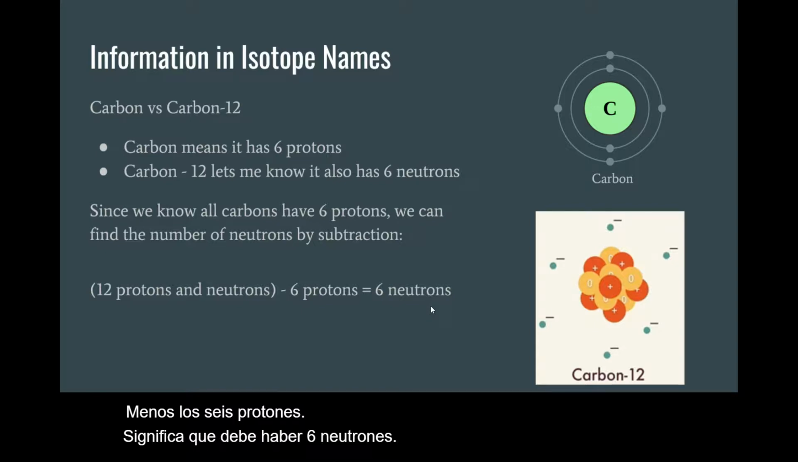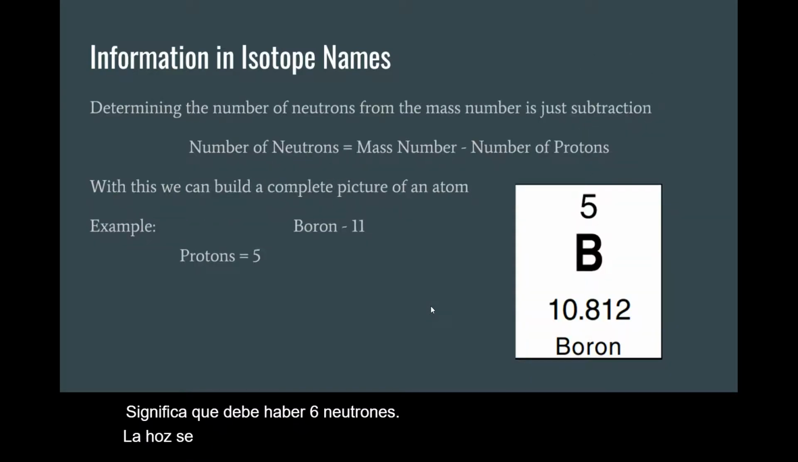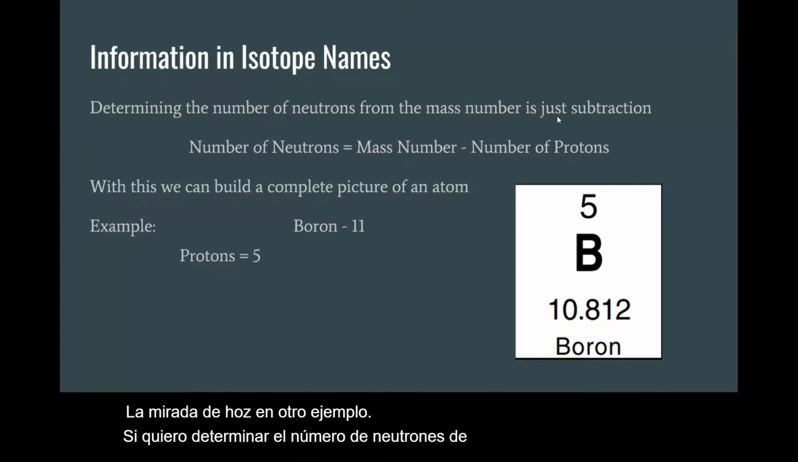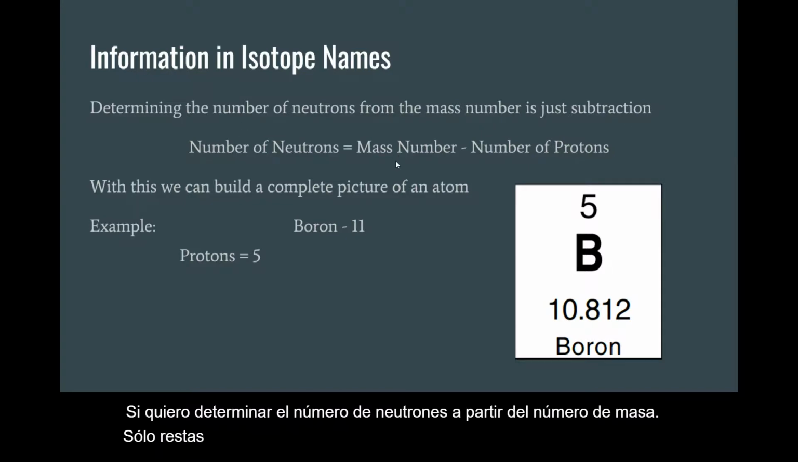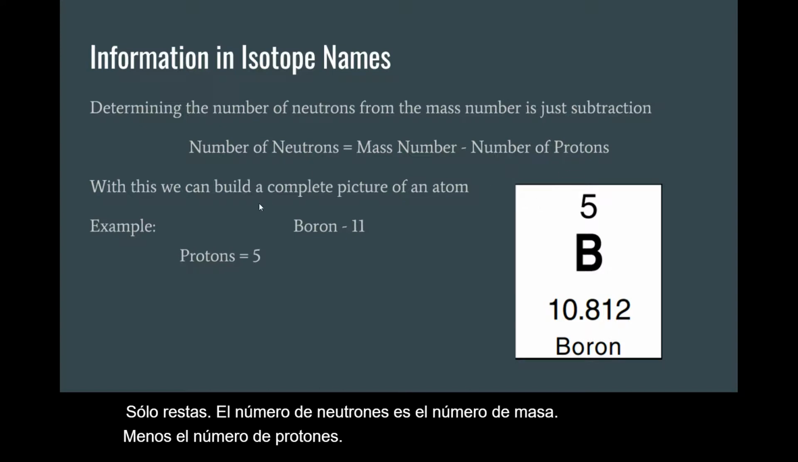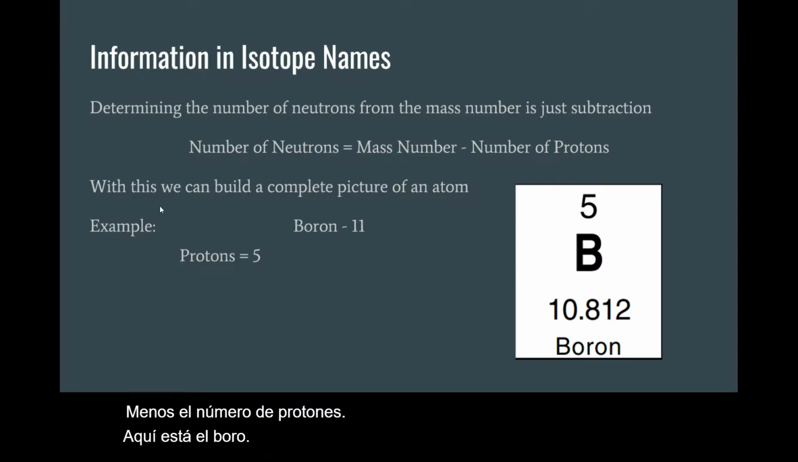Let's take a look at that in another example. If I want to determine the number of neutrons from the mass number, you just do subtraction. The number of neutrons is the mass number minus the number of protons. Here is boron. I'm going to use the name boron 11.